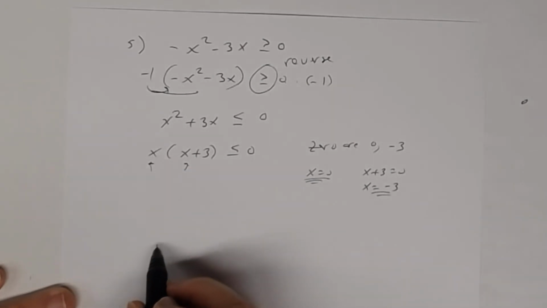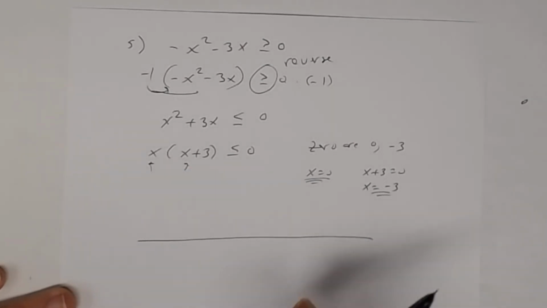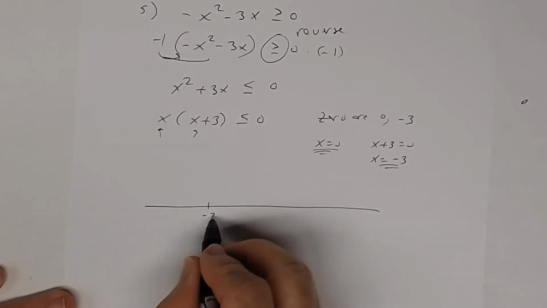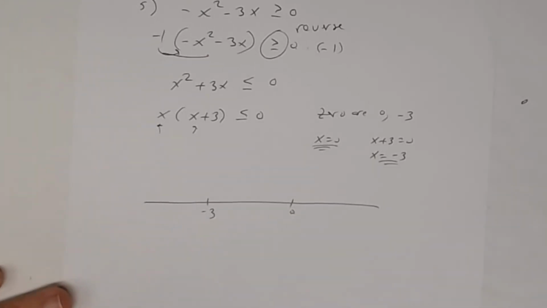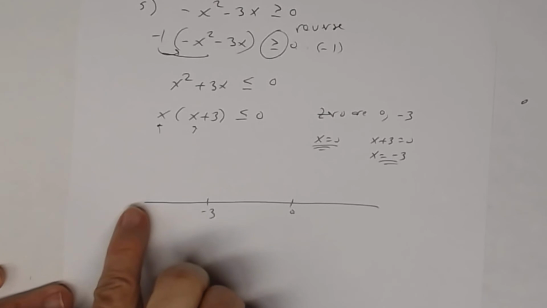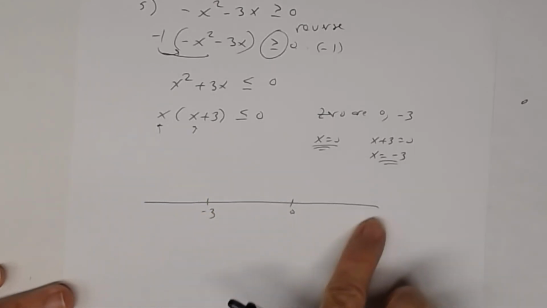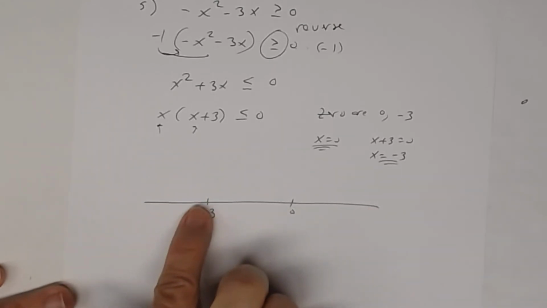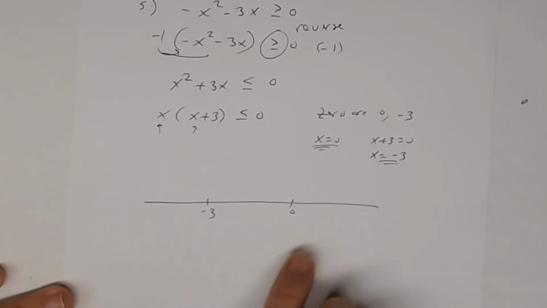All right, so I'm going to put that on the number line in numerical order. So negative 3 first, 0 next. So notice that those two zeros divide the number line into 3 intervals. Negative infinity to negative 3, negative 3 to 0, 0 to infinity.